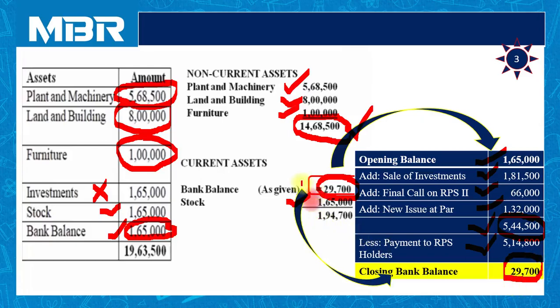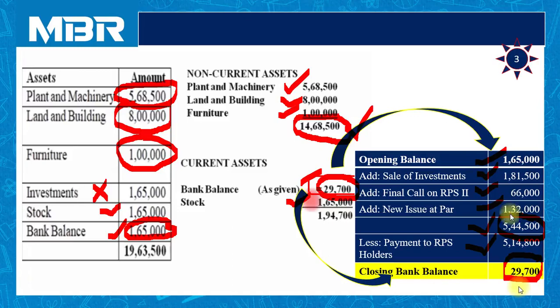In this way, you can cross-check your calculation. Either you can directly put 29,700 over here by reading the additional information, but it is advisable to prepare the calculation in order to cross-check, so that if there is an error, you can detect your error before completion of your answer in the examination.